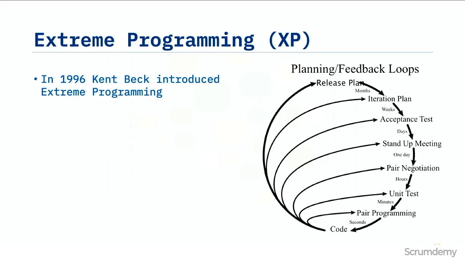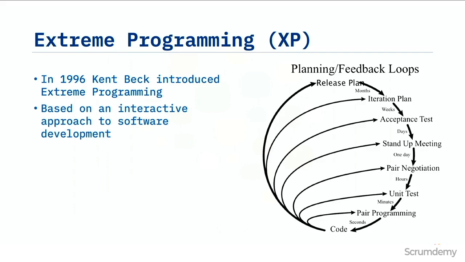And so the release may be months, the iterations may be weeks, acceptance tests may be days, stand-up meetings once a day, right? Pair negotiation in hours, unit testing in minutes, pair programming in seconds. You know, it's these tighter and tighter loops of doing work and then getting fast feedback.